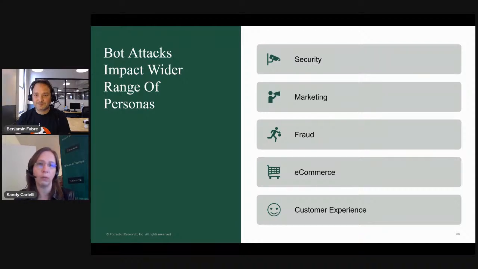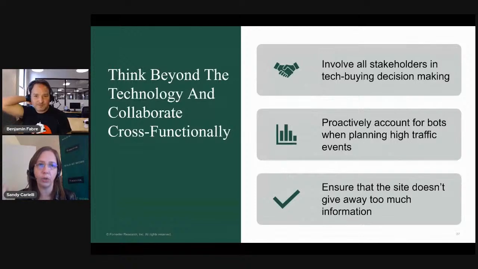So all of these different personas and stakeholders have to come together and look at the root cause of the problem, which is bot attacks, and collaborate on the solution. And that really speaks to that need for cross-functional collaboration. This isn't just a tech problem. Yes, all of those groups need to work together to help make the decision in terms of technology buying and implementation. You want all of their inputs, you want to understand their use cases, but then you also need to continue talking to each other.